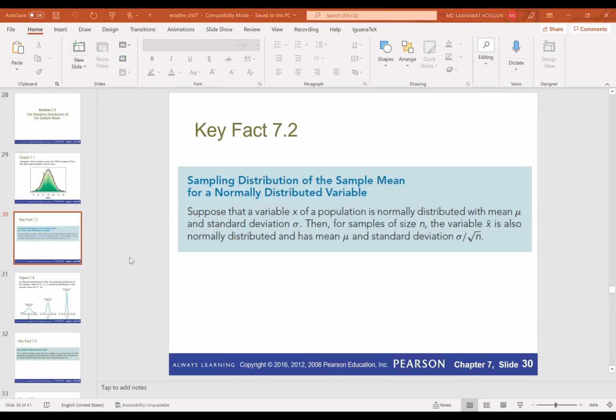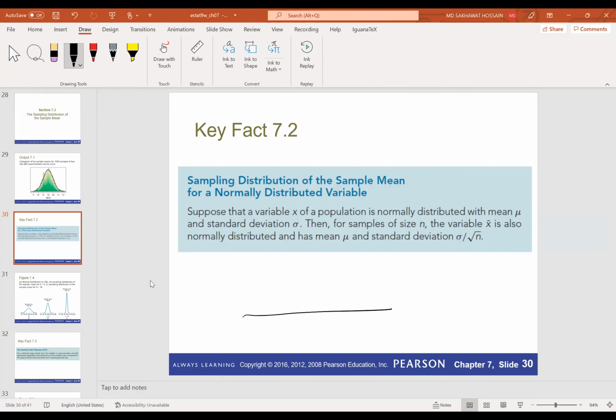Okay. So we were discussing the sampling distribution for the sample mean, for a normally distributed variable. What does it mean? It means if the population is normally distributed, our original distribution is normal. If X is the random variable, the distribution of X is normal with mean mu and standard deviation sigma, that is, variance sigma squared.